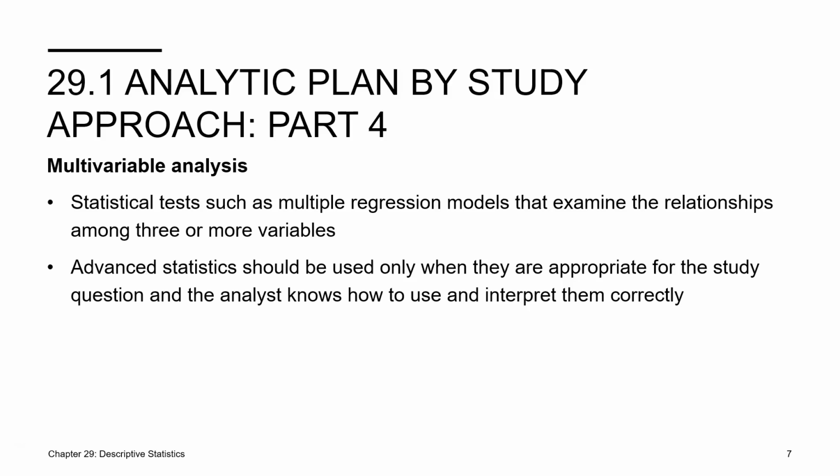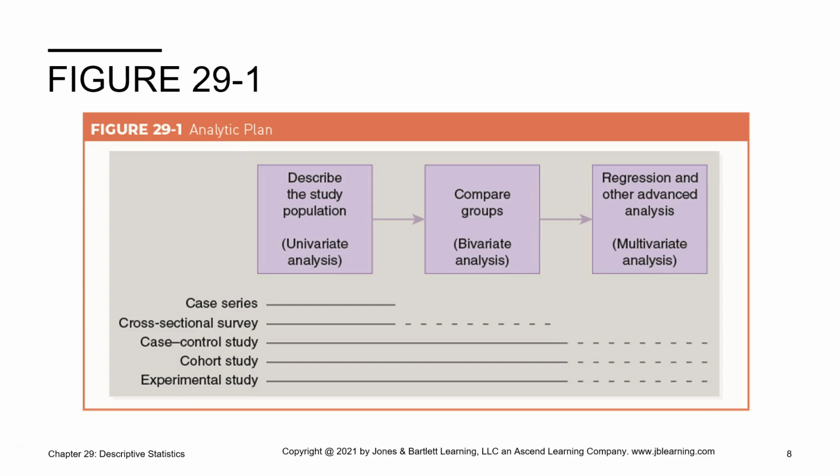This is a little bit beyond the scope of a bachelor's level course, but we will talk a little bit more about regression in a different chapter. Figure 29.1 goes over some different analytic plans. Here we have the study design related to each of the different plans. Now this is not set in stone. You can use different analytic plans for different study designs. But for example, with a case series, if you're just describing a series of cases, you're probably not going to need more than the univariate analysis.